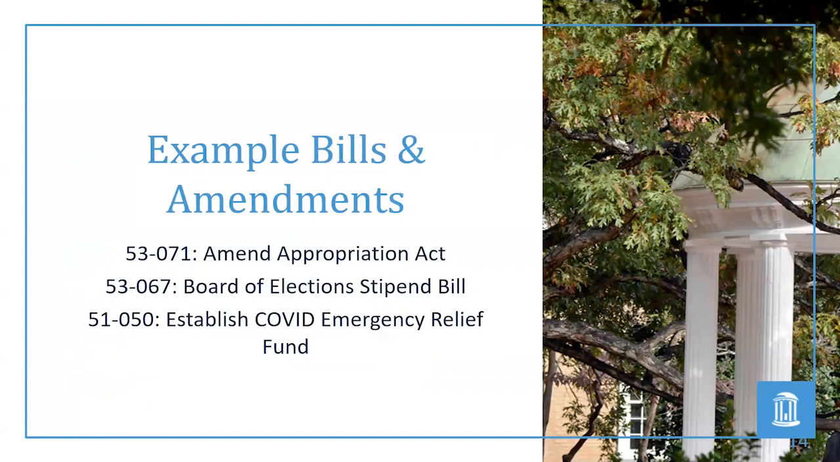Okay. Example bills. Those are resolutions. An example of a bill would be, for example, there was a bill to give stipends to the Board of Elections members. There was a bill to amend part of our code to change the way that appropriations worked. Or there was a bill that established a fund for COVID emergency relief. So these are all examples of a bill.